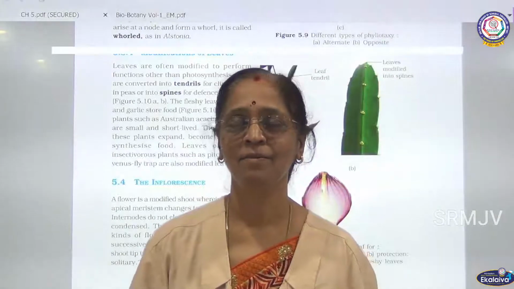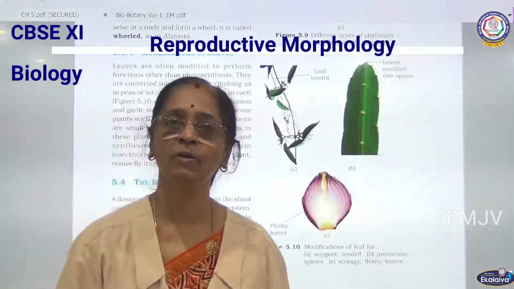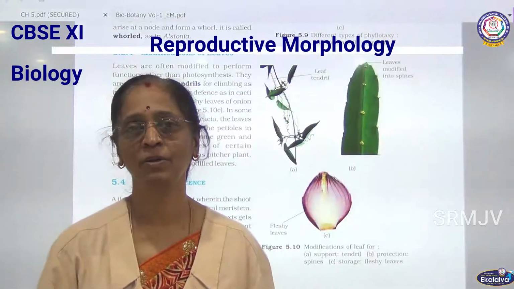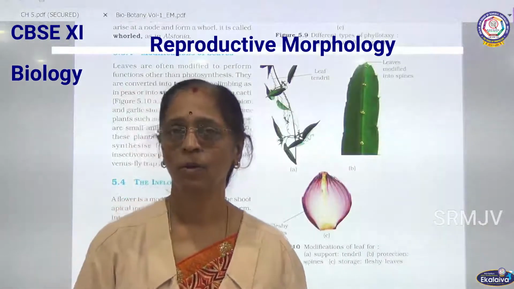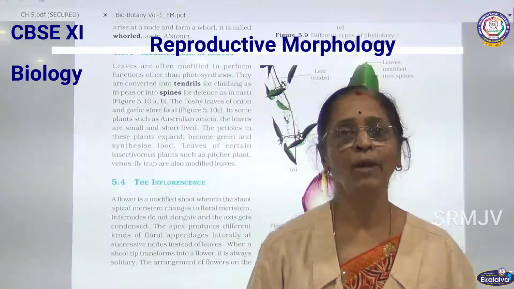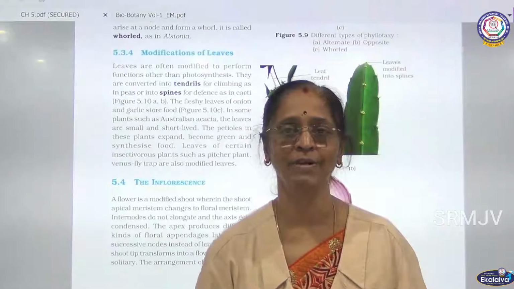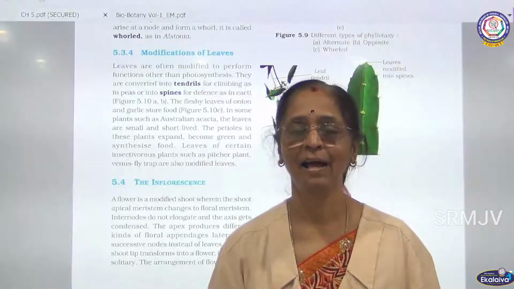Standard 11, subject biology. In the last part, we have studied about the vegetative morphology, in which we have studied about root, stem and leaves. Now, we are going to study about reproductive morphology. Reproductive morphology is the study of external form and features of flower, fruit and seed.